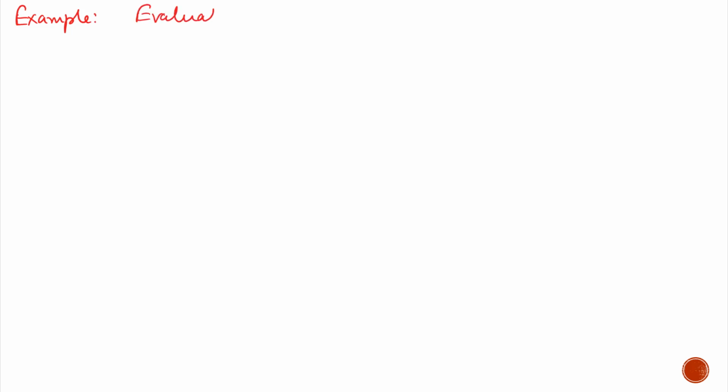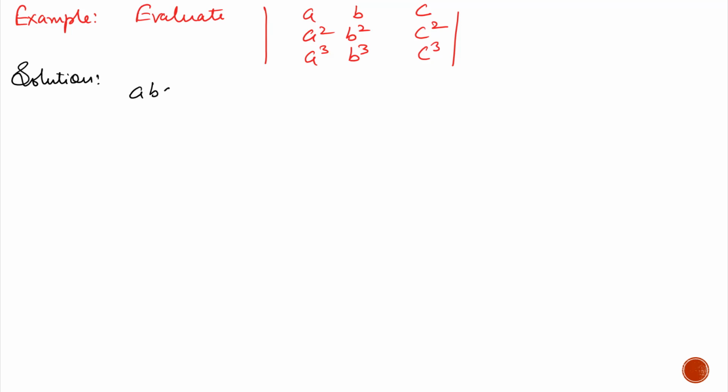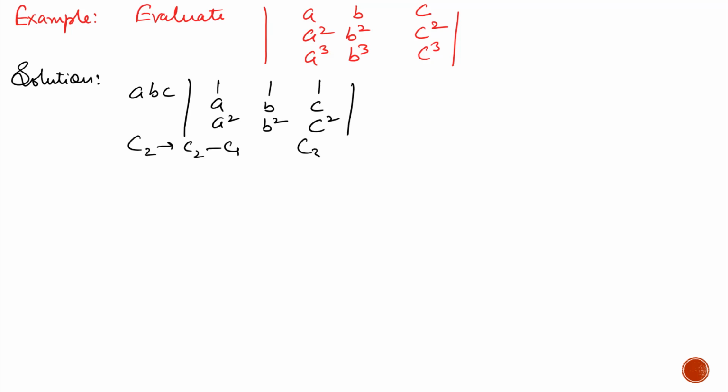Next example. Expand using properties. a, b, c, a square, b square, c square, a cube, b cube, c cube. First we take common from each row or each column. So in the first column we take a common, from the second we take b, and from the third column we take c, and we have 1, a, a square, 1, b, b square, 1, c, c square. Whenever we have triple one, we make 100. We are using column operations C2 equal to C2 minus C1 and C3 equal to C3 minus C1.